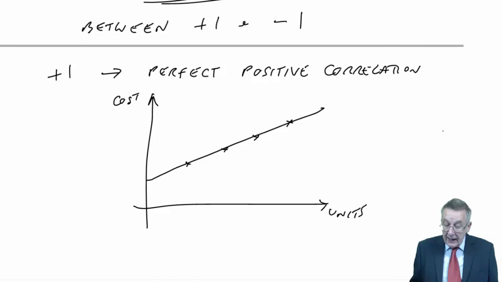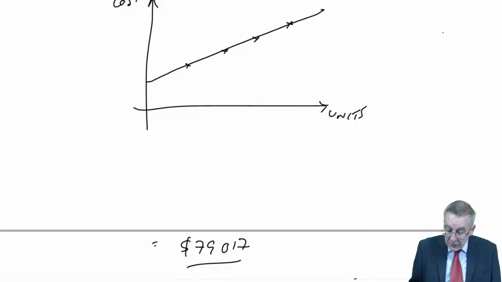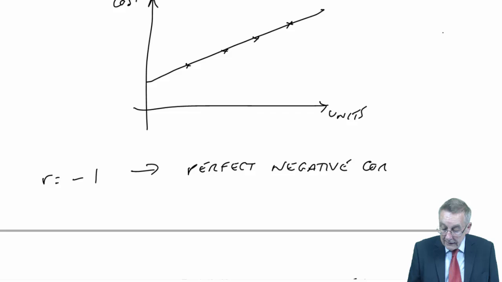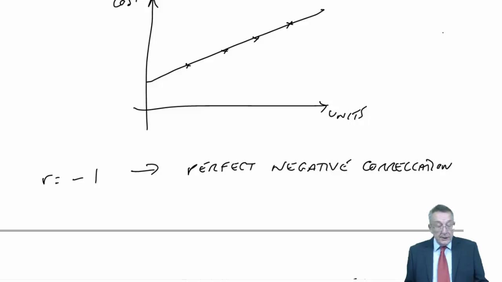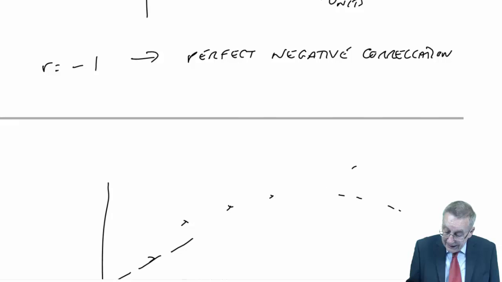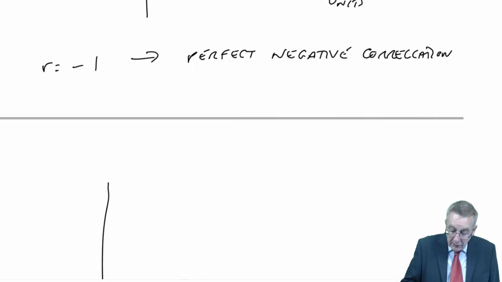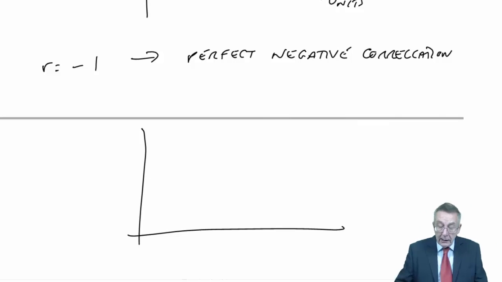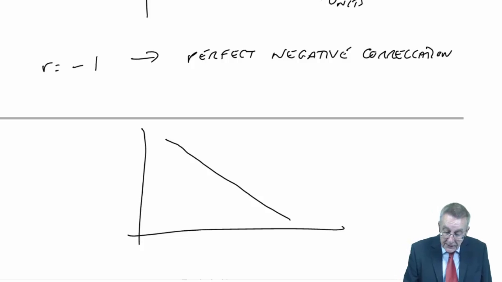On the other hand, if you were at the other extreme and you've got -1, we say perfect negative correlation, and that would mean, for fairly obvious reasons it's not going to relate to costs, that if you put the points on a graph, again they'd lie exactly on a straight line, but a straight line sloping downwards.